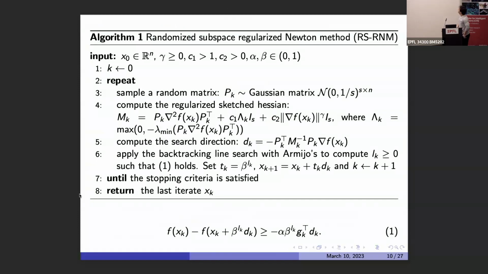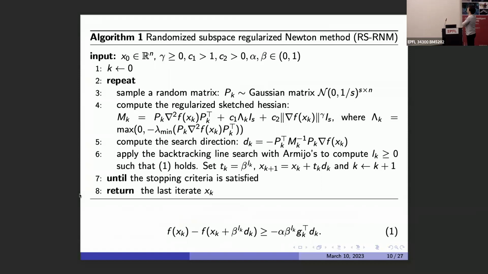So this is the algorithm. First we have some initial point, x0, and some parameters to set. Then at each step, we sample a random Gaussian matrix and compute the regularized sketched Hessian. The first term, P_k Hessian times P_k transpose, is the sketched Hessian, and then we add the regularizer. For that, we need to compute the minimum eigenvalue of the sketched Hessian. But again, if S is small, this is not time consuming.